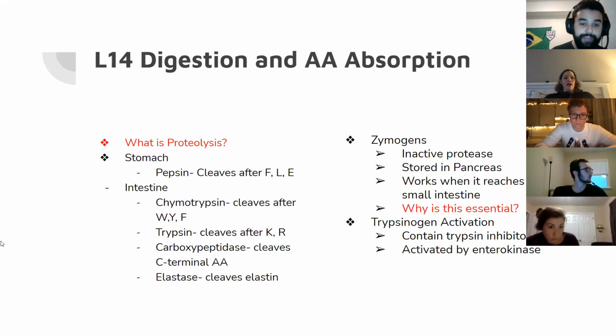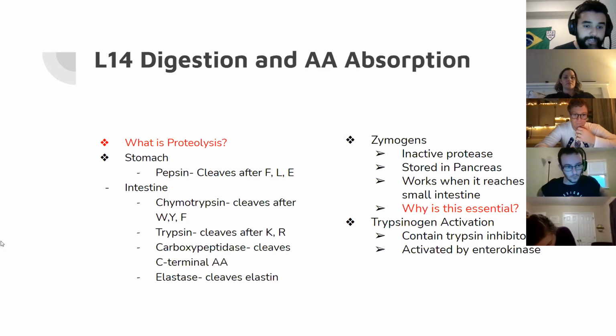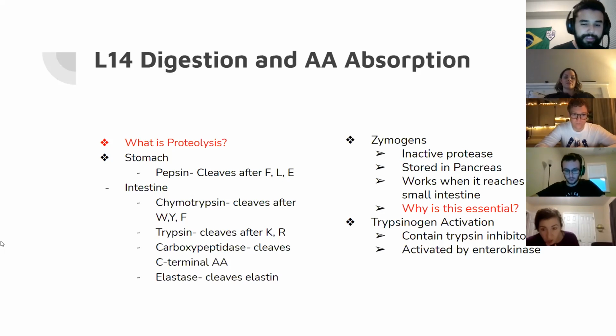In our stomach, we have pepsin, which cleaves after phenylalanine, leucine, and glutamic acid. Then in our intestines we have a lot of different enzymes, but 4 very important ones are chymotrypsin, which cleaves after tryptophan, tyrosine, and phenylalanine; trypsin, which cleaves after lysine and arginine; and carboxypeptidase, which cleaves the C terminal amino acid individually. And we have elastase, which breaks apart elastin. Elastin is important for why our skin is elastic, so elastase is present in a lot of tissue.